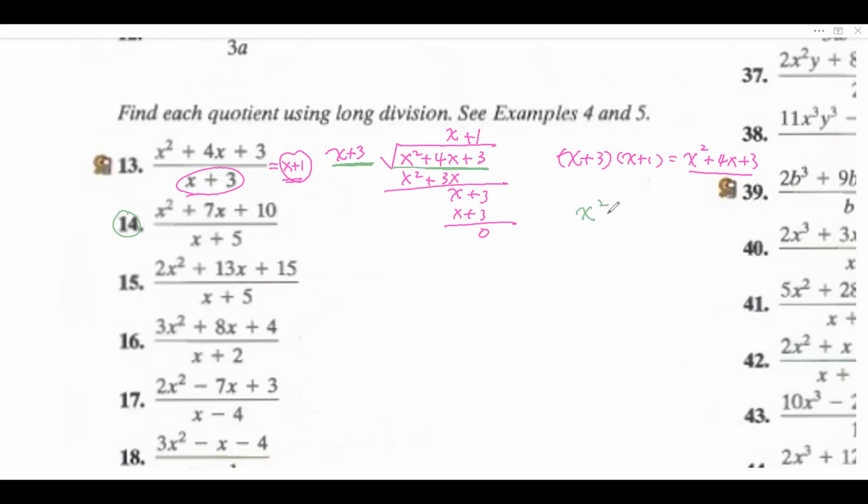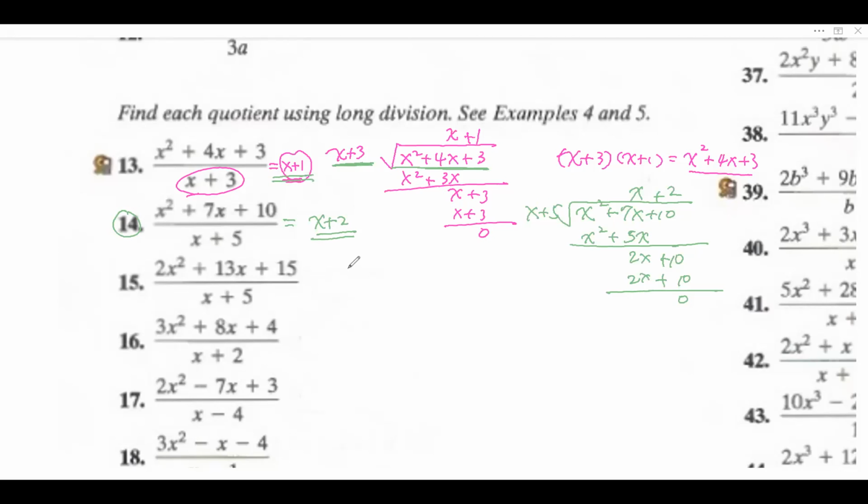For 14, let me write this side here. Divide by x plus 5. They are already in sequence, so we don't necessarily need to do additional work, right? We just need to find the term that, times this one, exactly matches this one, right? So we can distribute in, and you get 5x squared plus 5x. Top minus bottom, here you get 0, here you get 2x, right? So we find 2x plus 10, so you get 0, right? So here you can get x plus 2. That's the answer. The first one is this one, the second one is here.